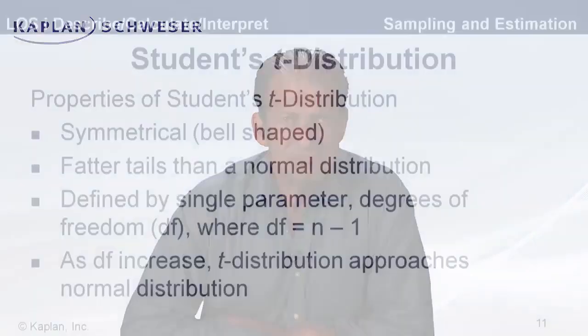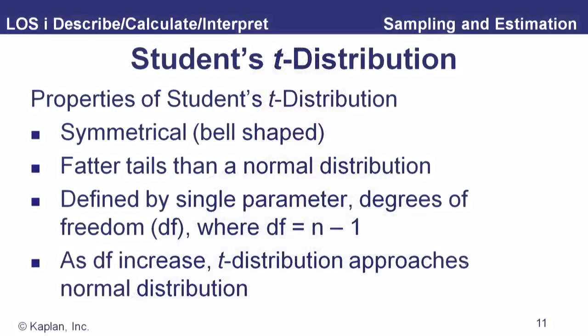Now let's talk about the student's t-distribution. Student's t-distribution is similar to a normal in that it's symmetrical, but it has fatter tails than the normal distribution. It's a leptokurtic distribution. So fatter tails, remember we care about fatter tails because that means there's a higher probability of more extreme observations further away from the mean.